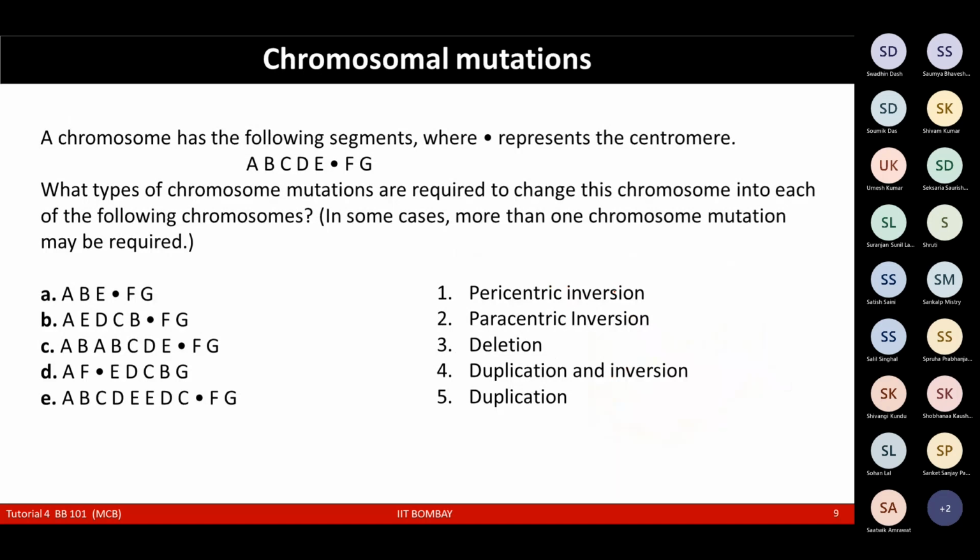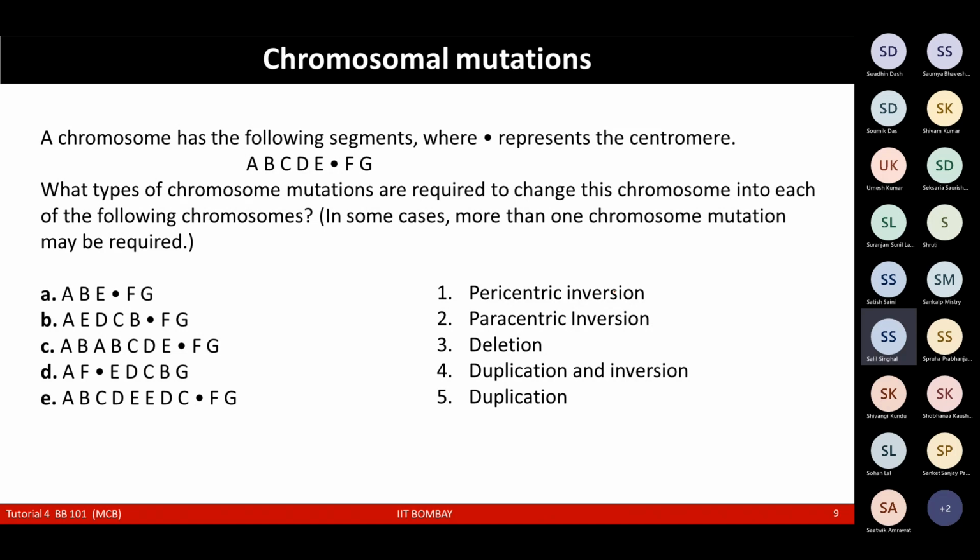Okay, tell this question. If a chromosome has the following segments where this dot represents the centromere, match these combinations. What type of chromosome mutation is required to change this chromosome into each of the following chromosomes? What will be the answer for A? ABE.FG. Deletion. ABE, and then we have the FG. So what you told? Deletion. Yes, it's deletion.